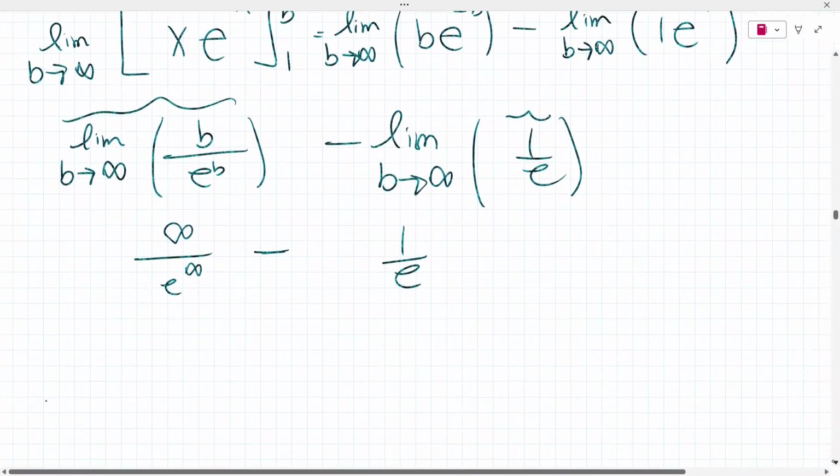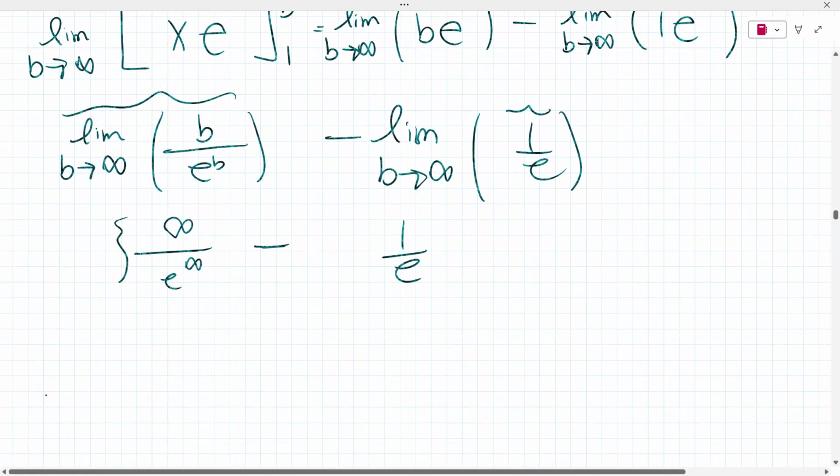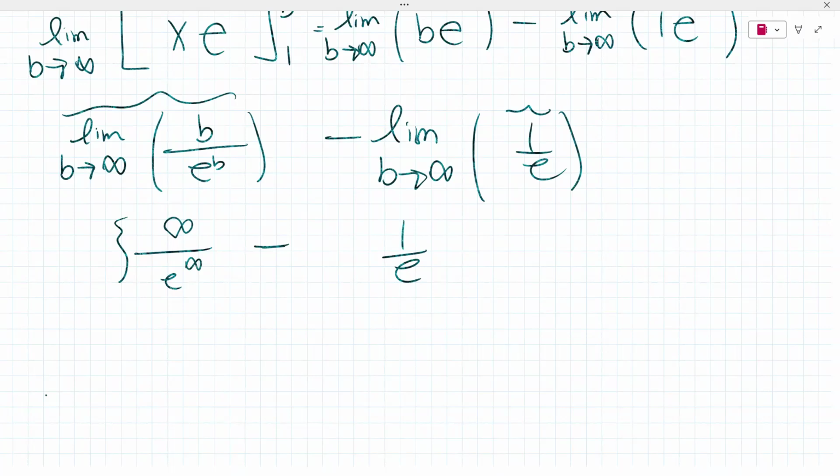Okay, now we kind of have a problem right here. Infinity over e to the infinity. How do we do that? Yeah, it's an indeterminate form, so you must use L'Hopital's rule. You can use L'Hopital's rule.